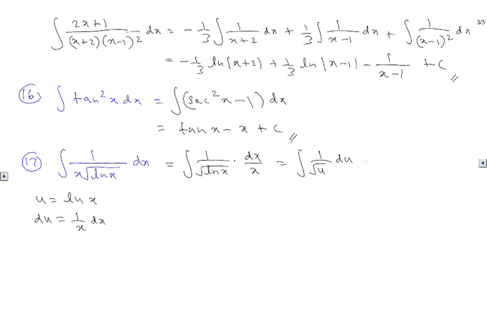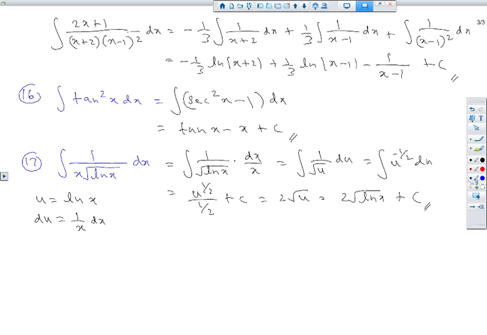That's it. This one we normally do, you're going to bring u to the top. You can skip this step if you want. So this is simply you add 1 and divide by that, plus c. This is 2 times square root of u. So in this case, 2 times square root of ln x plus c. Very good. Number 18.